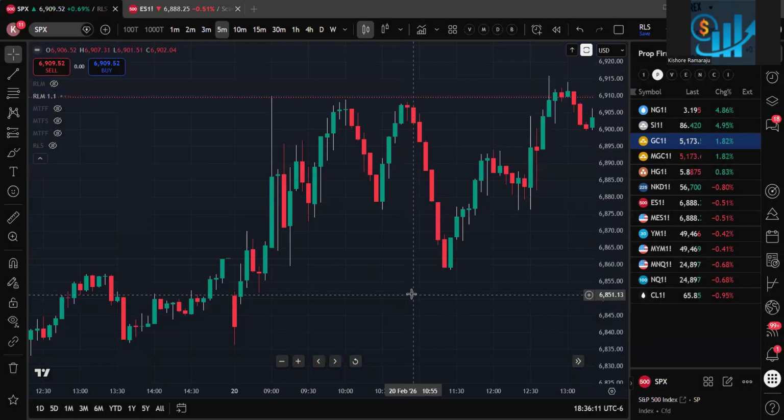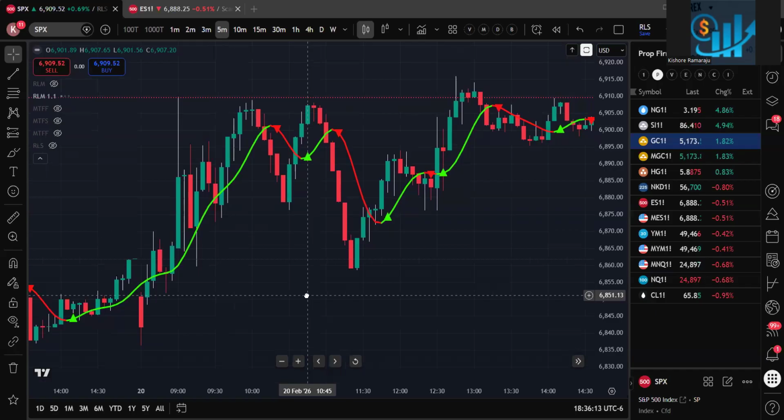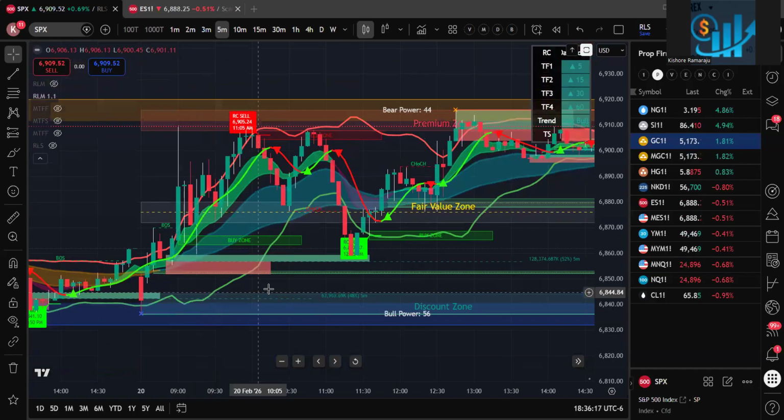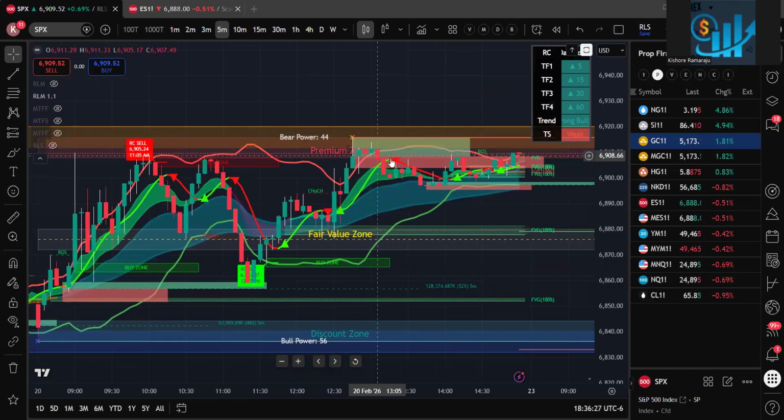if you're trading SPX, right? You got a buy signal. It went all the way up. Then you got a sell signal, and then you got a buy signal. Then for the entire day, you can take bull puts or you can be on the bullish side.